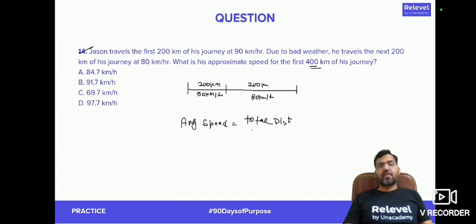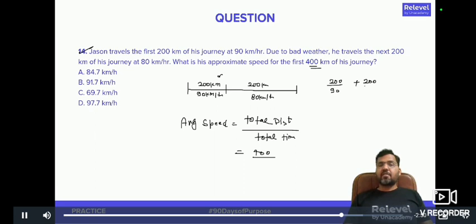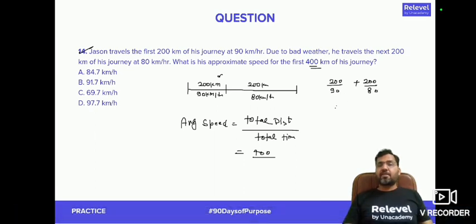We already have covered a question on average speed, right? So total distance upon total time. Here the total distance is 400 and the total time, for the first 200 kilometer, would be 200 by 90, and for the next 200 kilometer time taken would be 200 by 80. So it would be 20 by 9 plus 20 by 8. That's the total time taken, which you can solve by taking the LCM as 72. This is 160 plus 180, and this would be 340 by 72. So this is the total time taken.